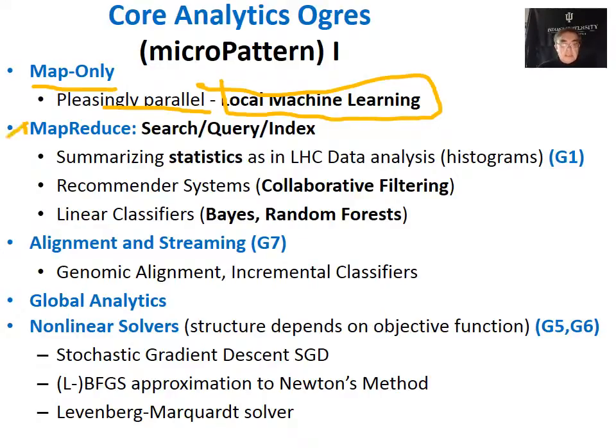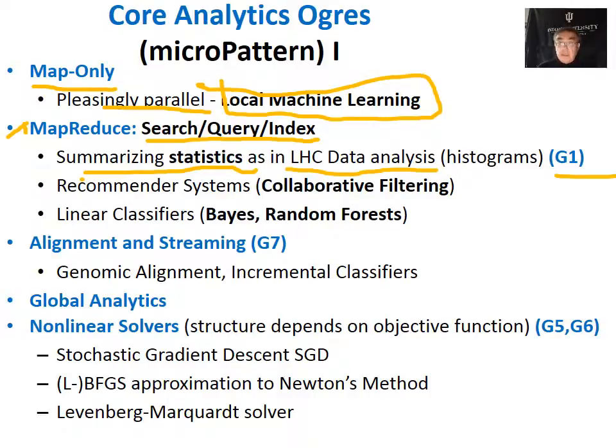The next thing is the classic MapReduce, which starts off with search and query and index. So that's the classic web search, or search of anything, which typically fits MapReduce, because the map is the search of the data stored on a particular node, and the reduce is the concatenation of the search results. We saw the same structure when we were summarizing statistics. That was the G1 computational giant, illustrated by the Large Hadron Collider data analysis.